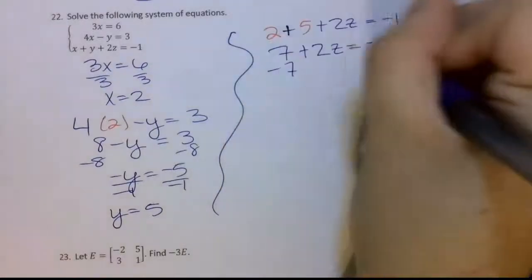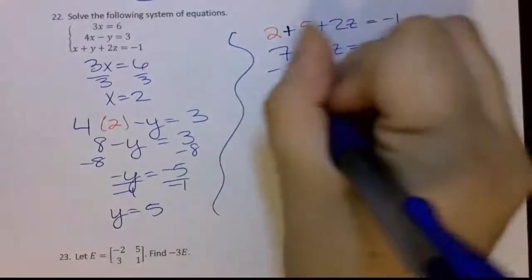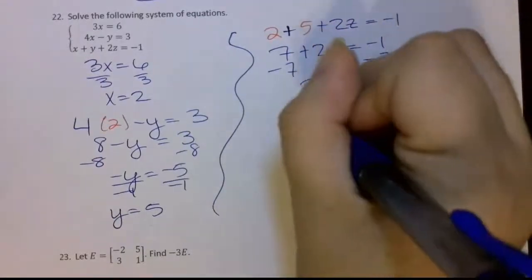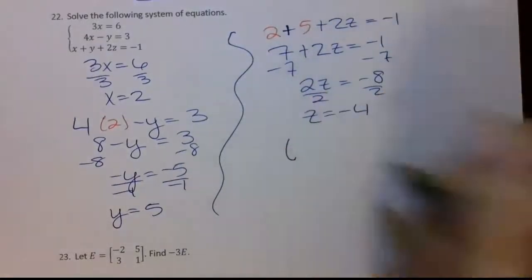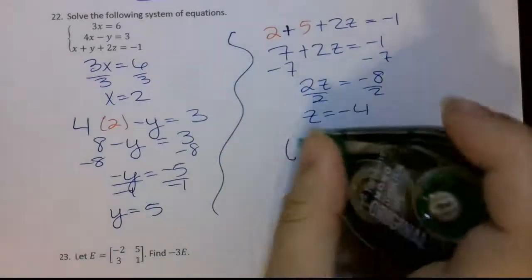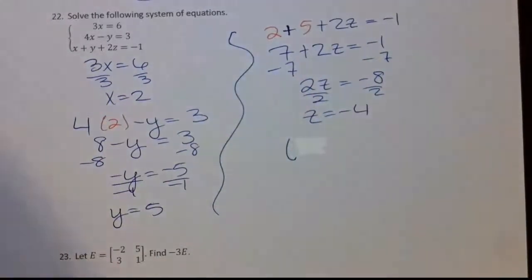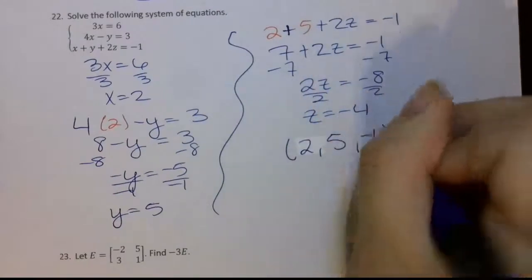Then I subtract 7 on both sides. 2z equals -8. Divide by 2. Z equals -4. So my answer here goes x, y, z, which is 3, 2, 5, -4.